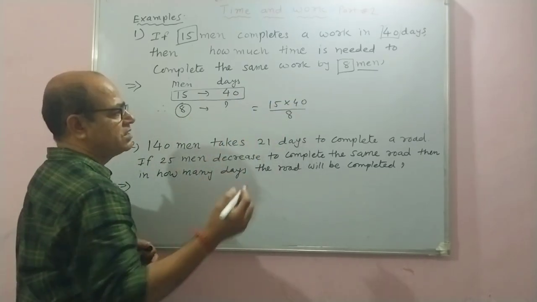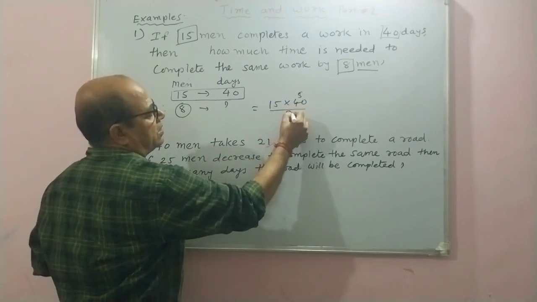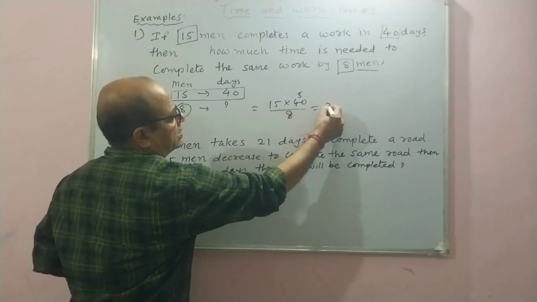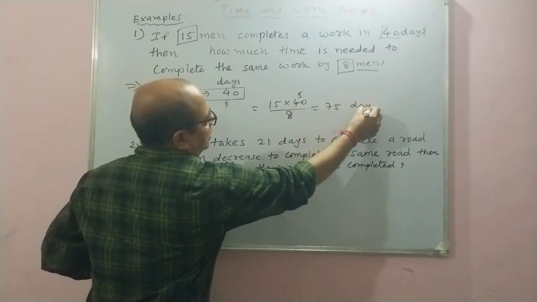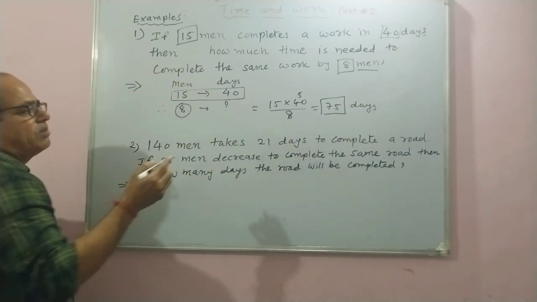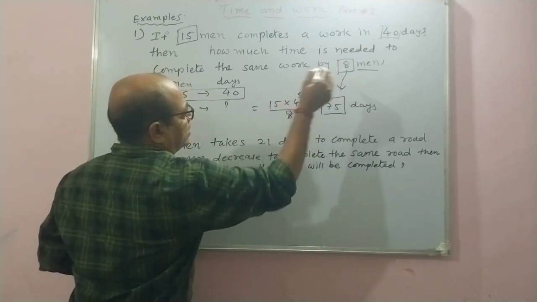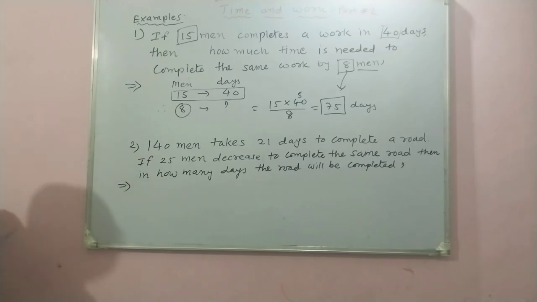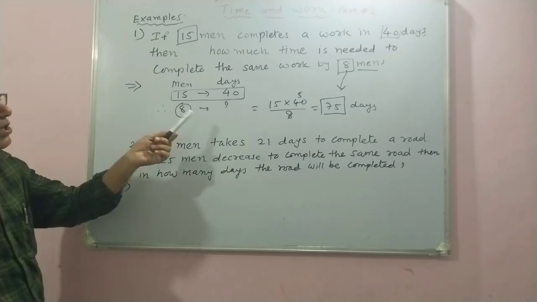Now cancellation system, 8 5s are 40, right? Now 15 into 5, 75. So how many days are needed to complete the same work by 8 men? It will need 75 days, right? So this is the solution.